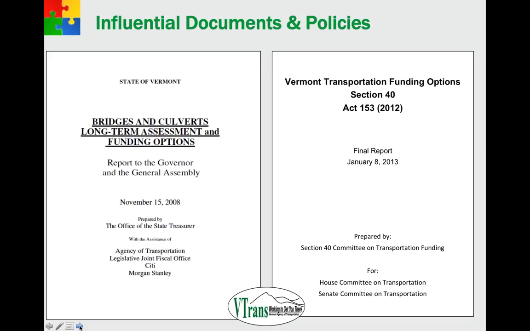And so a couple of these documents here, the Section 40 report on the right, was established by our transportation committees in our legislature, and the folks that worked on this were charged with estimating the gap between the revenue sources and our actual cost to maintain, operate, and build our transportation system. And the one on the left is our long-term assessment of funding options for bridges and culverts.